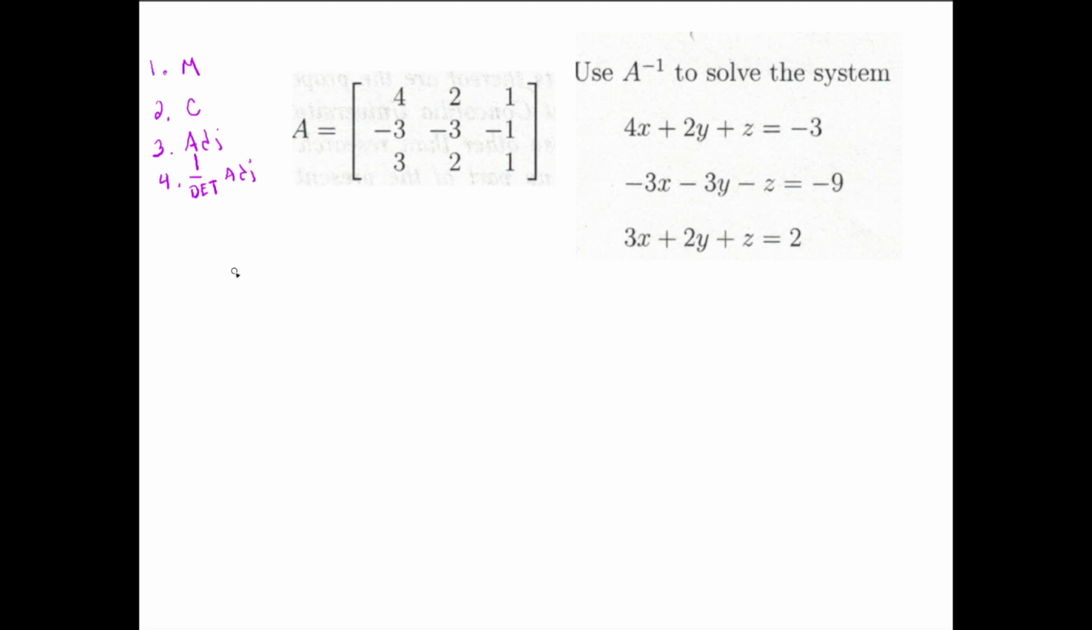So let's just go ahead and start with that. We have a matrix A, which is 4, 2, 1, minus 3, minus 3, minus 1, 3, 2, 1. To find the matrix of minors, we're going to start with our top left number, cross out its column and its row, and just rewrite everything that's left over. So we have minus 3, minus 1, 2, 1. For the second one, we cross out its column and its row. We have minus 3, minus 1, 3, 1. Then here we cross out this column, this row. We have minus 3, minus 3, 3, 2.